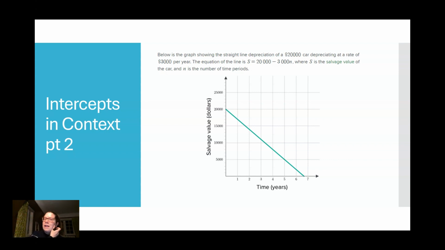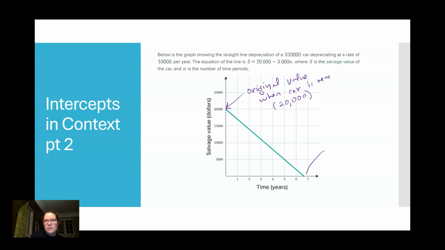So if we're trying to decide what these intercepts mean, this intercept right here tells us our starting value, like the original value of this car when it was new. We had it for 0 years. And we know that it was originally $20,000 because that's the number that our y-intercept happens at.